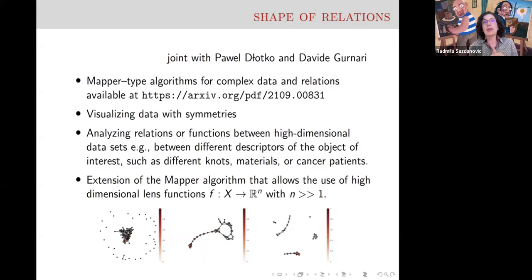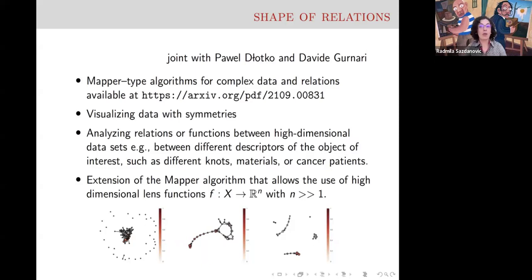And then last but not least, we're going to combine the functionality of both the mapper and ball mapper algorithms to try to address the issue of the dimension of the lens function, which is usually just X to the real numbers. We would like to be able to do it with a higher dimension, R to the n with n higher, so that there's hopefully not as much loss of information.